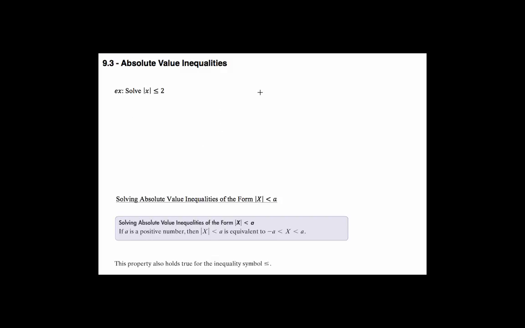Okay, this first one we're going to do by drawing a picture to figure out this inequality. This says solve the equation the absolute value of x is less than or equal to 2. Now remember, absolute value means distance from 0. So this means find all the numbers x whose distance from 0 is less than or equal to 2. Okay, let's draw this on a number line. So we'll put 0 in the middle here because we're interested in distance from 0.